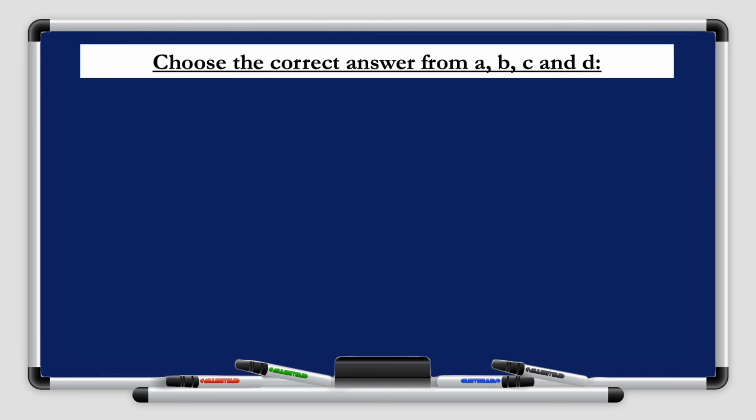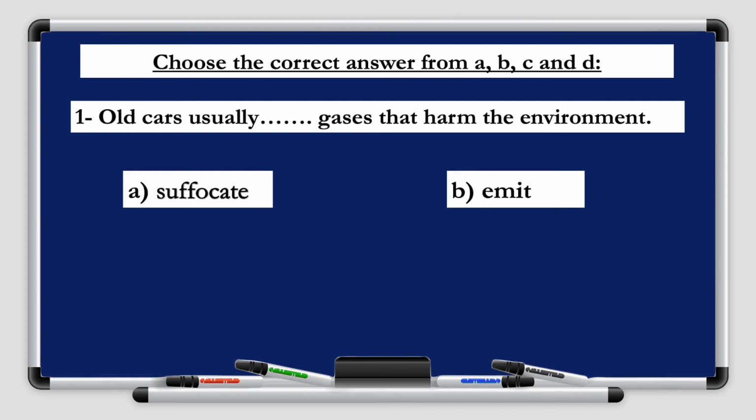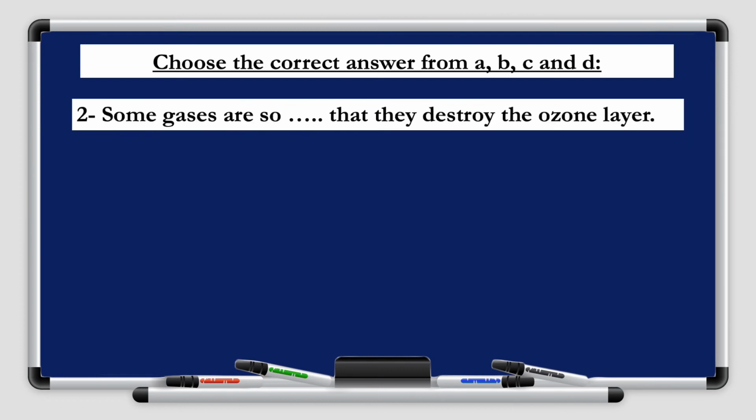Choose the correct answers. Number 1, old cars usually blank gases that harm the environment. Old cars, they usually what? Gases. What do they do to the gas? Do they suffocate gases? Do they emit? Do they appeal? Or do they showcase? Old cars, of course, they emit. Excellent job, my dear viewers. Moving on to number 2.